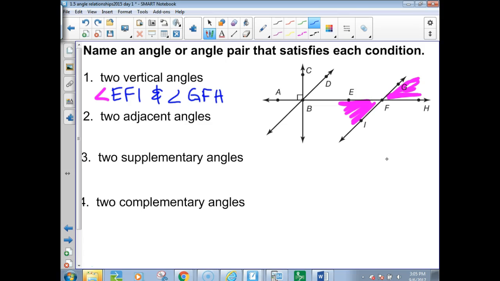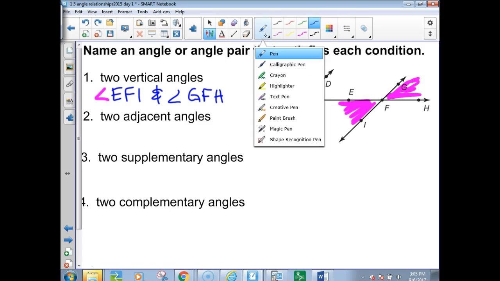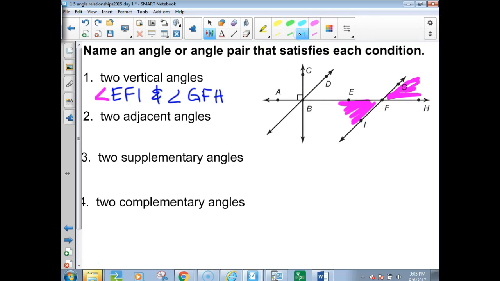Okay. Let's go with some adjacent angles. If someone wants to help me with that, I don't mind. That'd be great. Next to each other. Angles that share a common ray. Okay. It's Kenny?